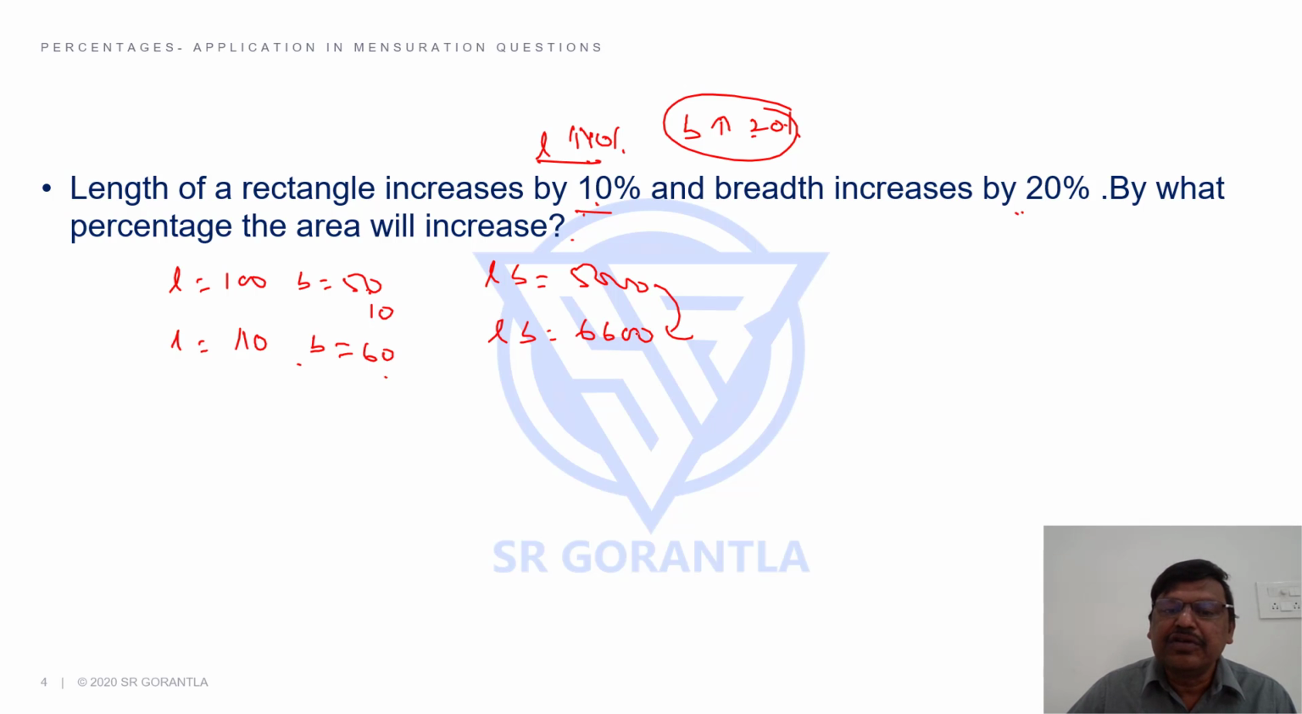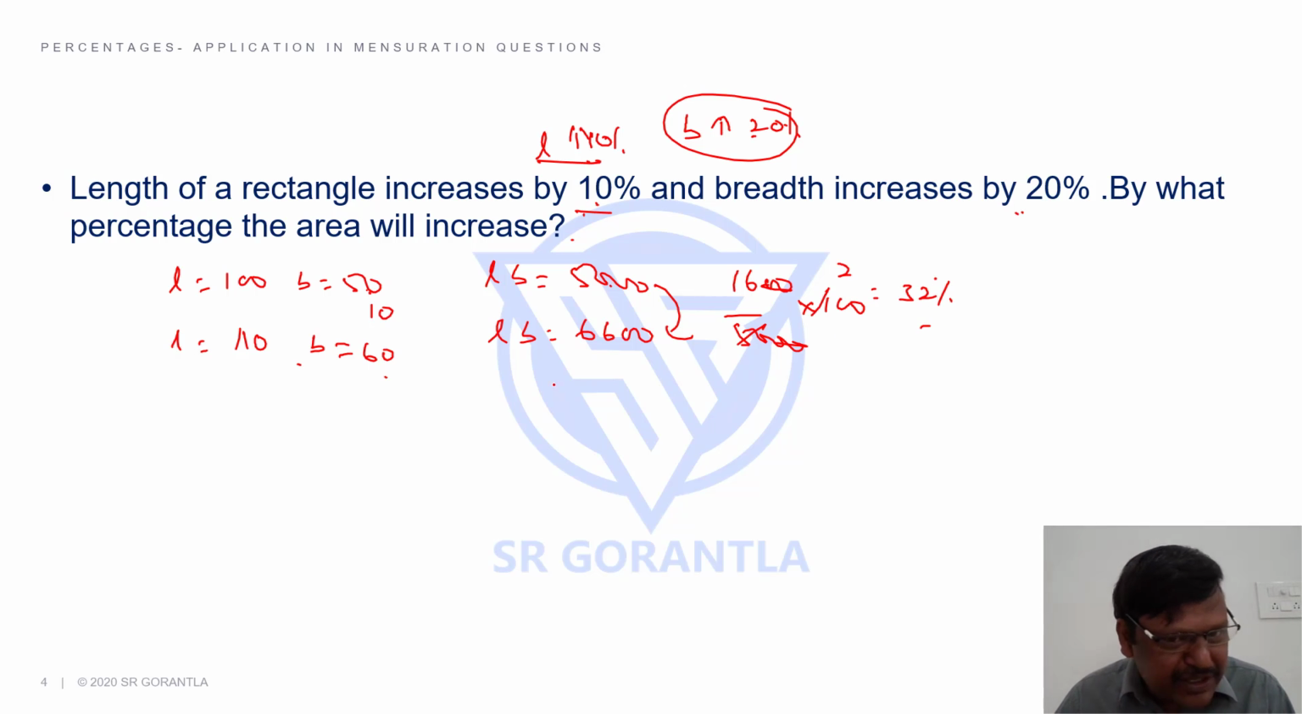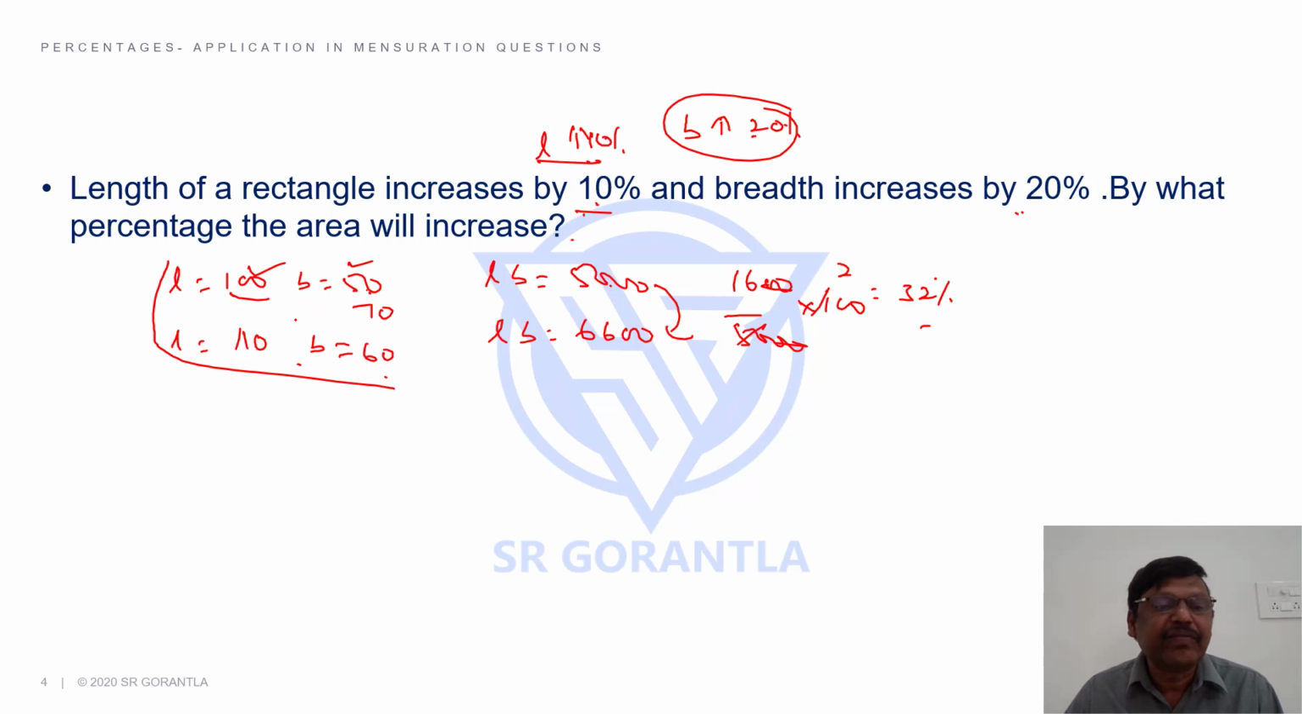6600. From 5000 to 6600, there is a growth of 1600 from 5000. Percentage means into 100. You can see two zeros cancel, 16 into 2, my answer is 32%. But this example takes more time. But you will surely get the answer. You can take any number, not necessarily these. I am taking these numbers because they are easy to calculate.